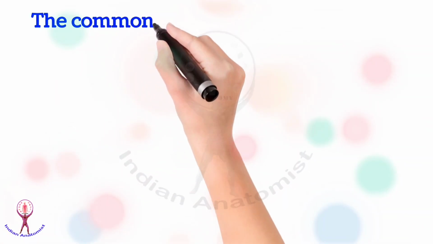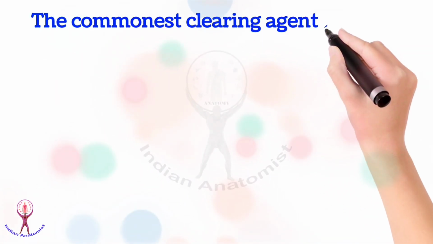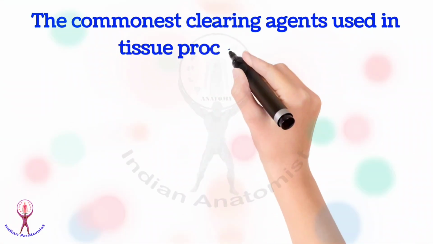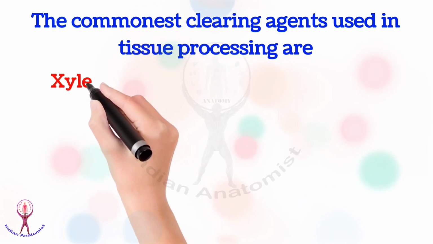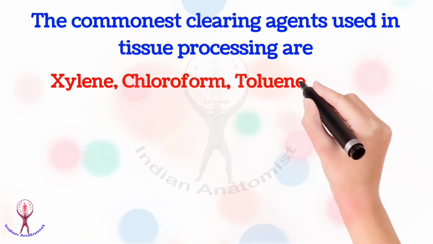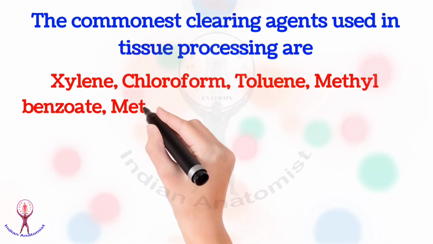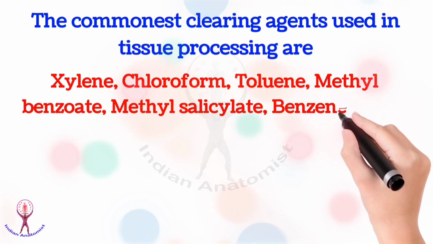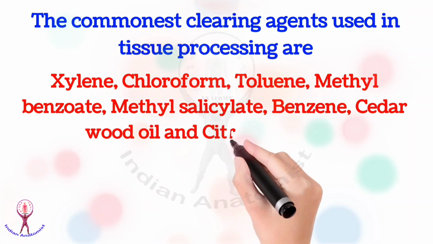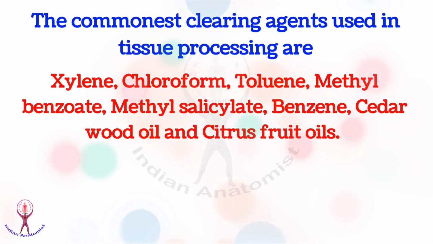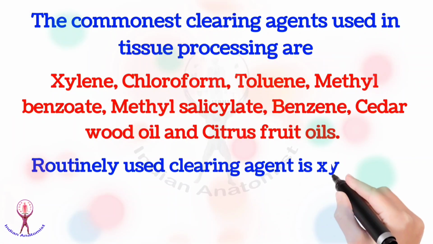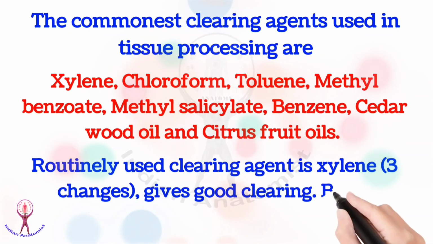Commonest clearing agents used in tissue processing are xylene, chloroform, toluene, methyl benzoate, methyl salicylate, benzene, cedar wood oil and citrus fruit oils. Routinely used clearing agent is xylene, which gives good clearing and less tissue shrinkage. But it is supposed to be toxic and carcinogenic.